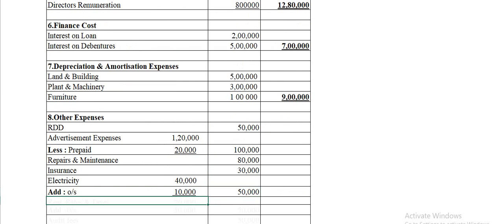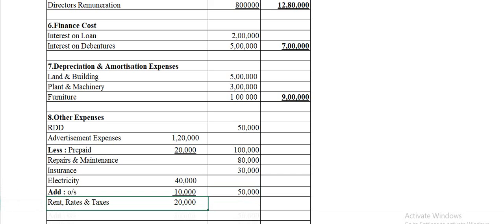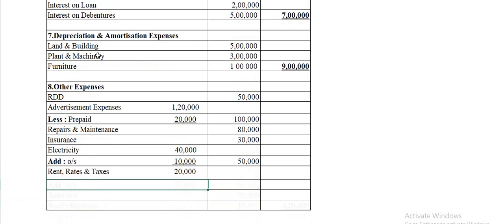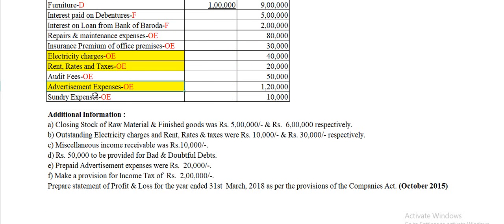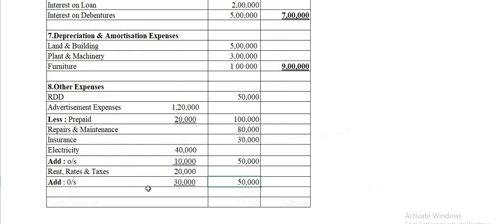Now next I am doing my rent and taxes. Okay, so I am doing rent and taxes, and after that we have to do the adjustment which is outstanding 30,000 and the total value will be 50,000. So this I have to do this. Both the adjustment is done. Now what is remain, that is audit fees, advertising expenses we done, and sundry expenses. So one by one I have to write into the notes to account also same.